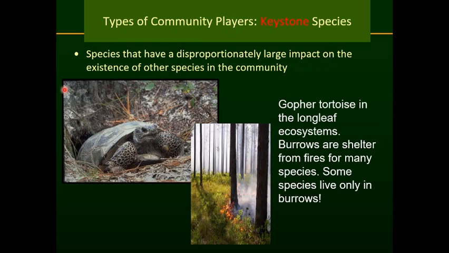That means, to put it another way, that species might not be very common in the ecosystem, in the community, but it has a huge impact on everything that goes on there in terms of other species. So a great example of that is this guy on the left here, the gopher tortoise. The gopher tortoise is a reptile. It looks like a turtle, but it's a dryland turtle in a group called the tortoises.